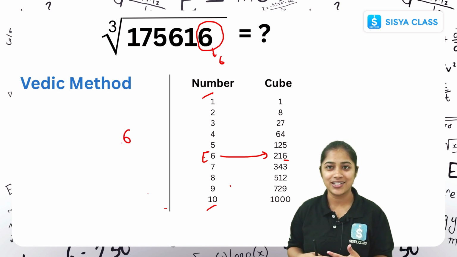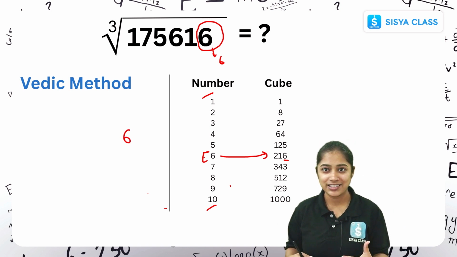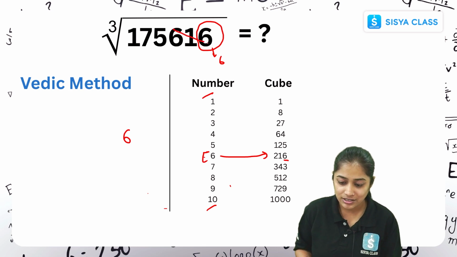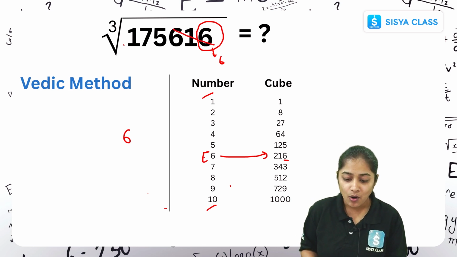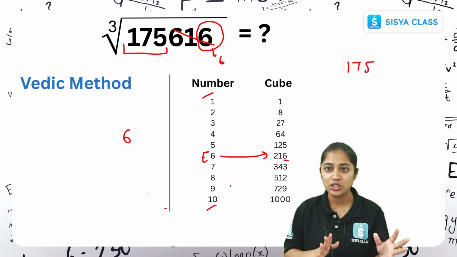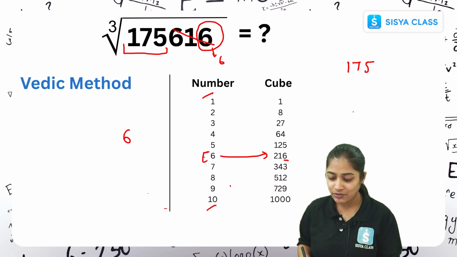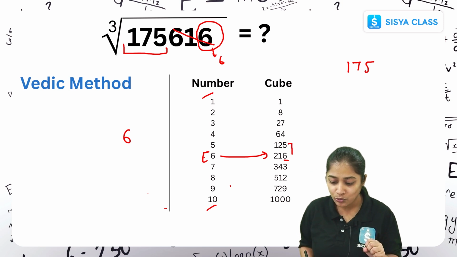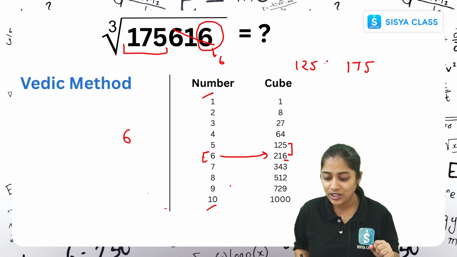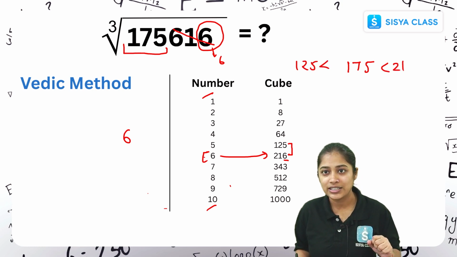So this is my ones digit. Now for the tens digit, I will cancel my last 3 digits. Now I have 175, right? Now I will check that 175 lies between which cube numbers. Here 175 lies between 125 and 216, right? So this is between 125 and 216.